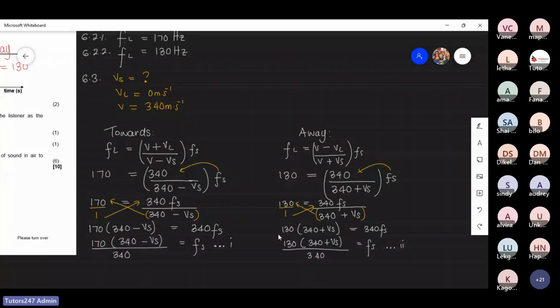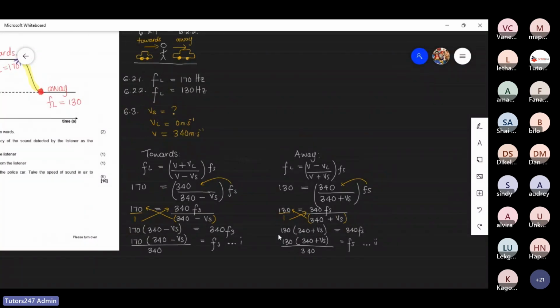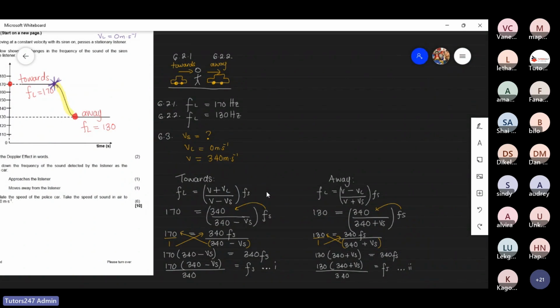Okay, so for those of you that forgot what is happening, let's just do a quick recap to get everyone back on the same page. We had a particular situation whereby this police car was passing the stationary listener. Keep in mind that the use of the word stationary implies that this particular person is standing still. This person is not moving. Therefore, the velocity of the listener is going to be 0.